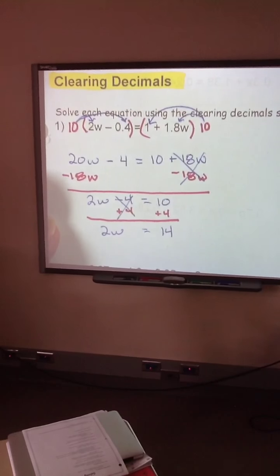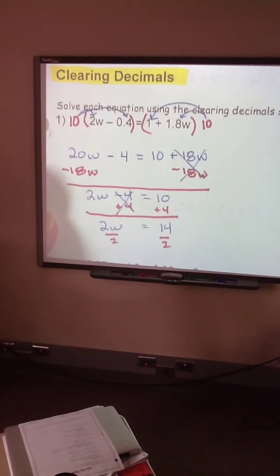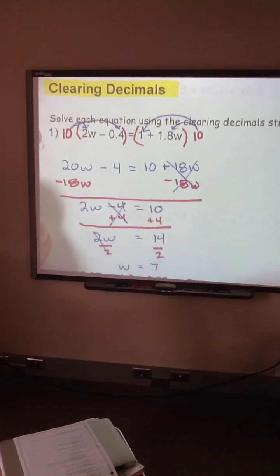And then my last step would be to divide by 2 on each side. And 2 divided by 2 is 1, so I get 1w equals 7.